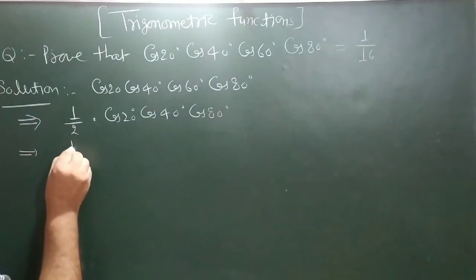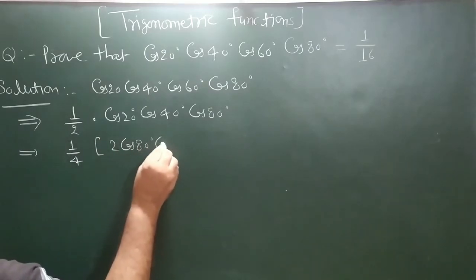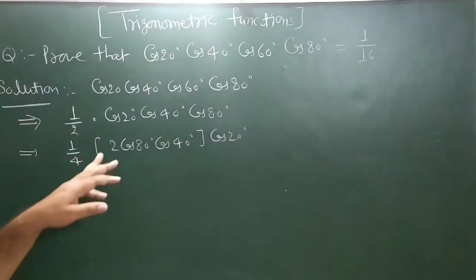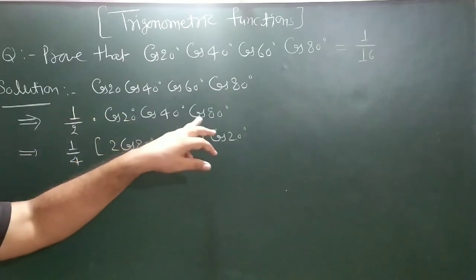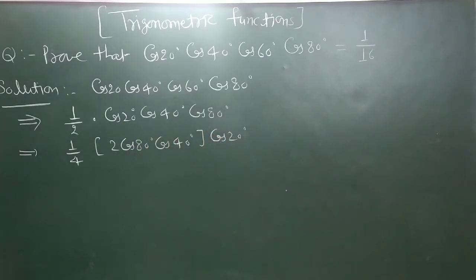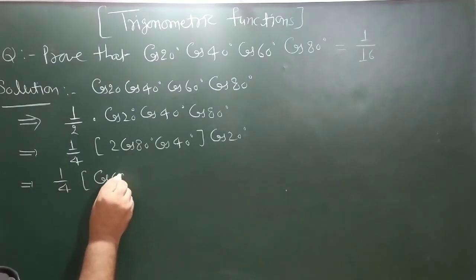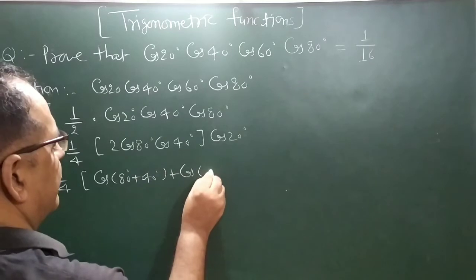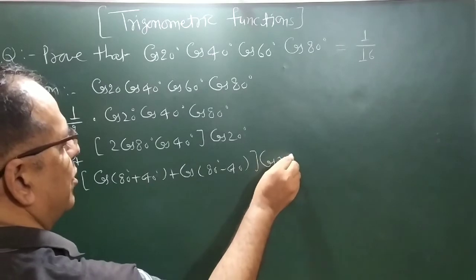Now arrange these terms in such a way: 2 cos 80 degree, cos 40 degree, and put cos 20 outside. Here multiply and divide by 2 in numerator and denominator. So this becomes 1 upon 4, 2 arrange the terms in decreasing order of the trigonometric ratios: cos 80, cos 40 and cos 20 degree. In next step, 1 upon 4, this becomes cos 80 plus 40 plus cos 80 minus 40, and outside cos 20 degree.